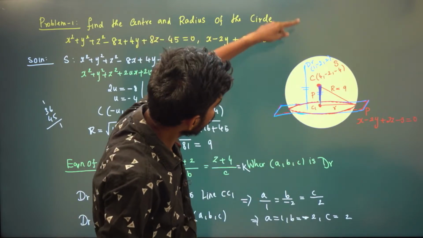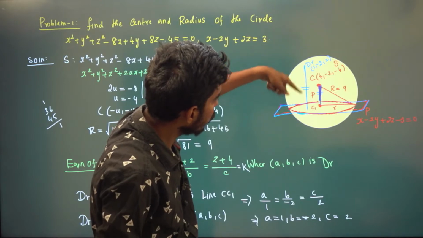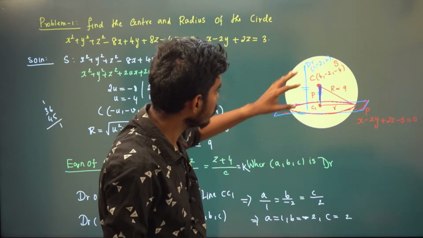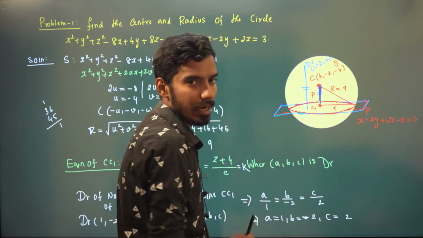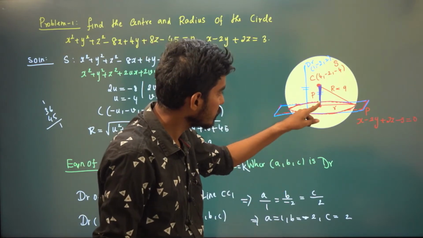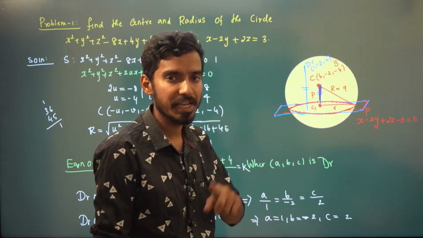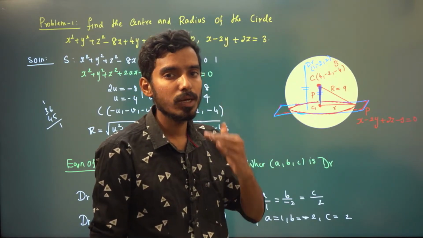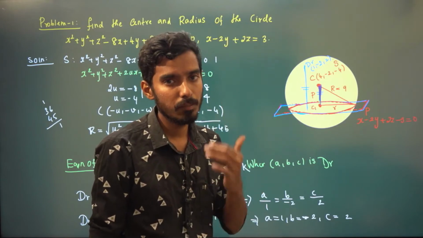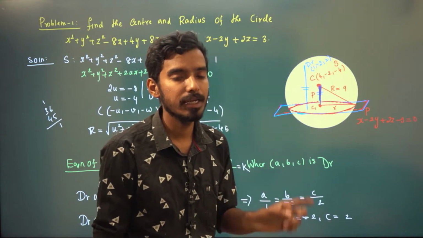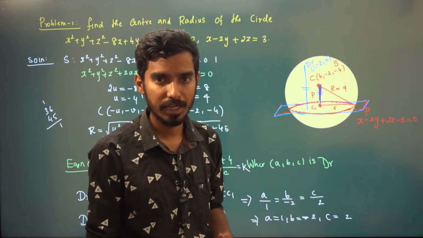So we already know the normal direction ratio is 1, -2, 2. From this, these two lines are parallel. That means this direction ratio and this direction ratio are proportional. That we know, right? Two lines are parallel means A1/A2 = B1/B2 = C1/C2, where A1, B1, C1 is the direction ratio of the first line and A2, B2, C2 is the direction ratio of the second line.